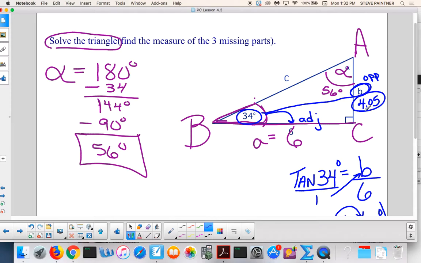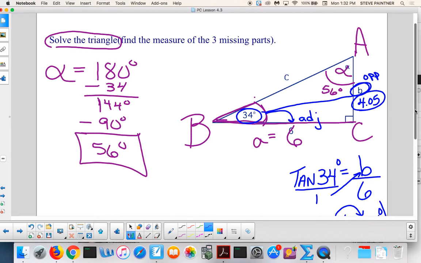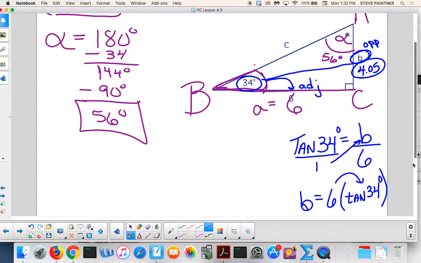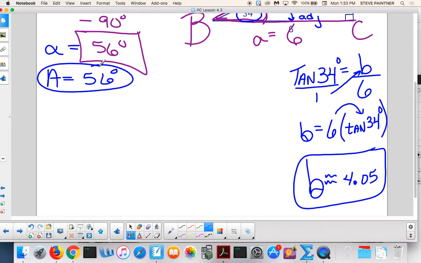Wait, does that B have to be capitalized then? That B is side B. Sides are always lowercase. And angles are uppercase. Yes. And over here, I never really did say this, they use the Greek letter alpha. I could have said A.